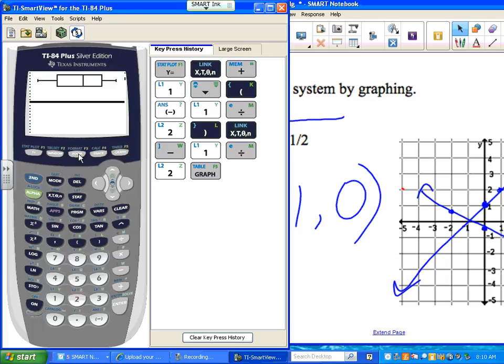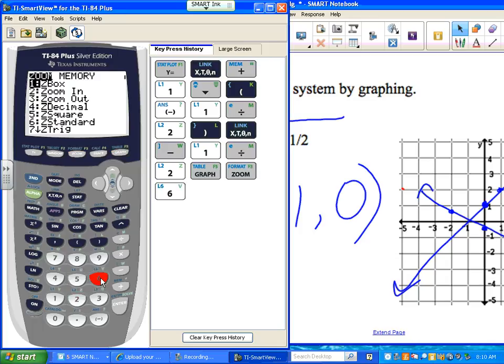Ignore mine. I forgot I was doing box and whisker plots yesterday with 9th grade. Okay, so here's our graph, which looks just like the graphs that we did by hand. Does everyone's graph look like mine?